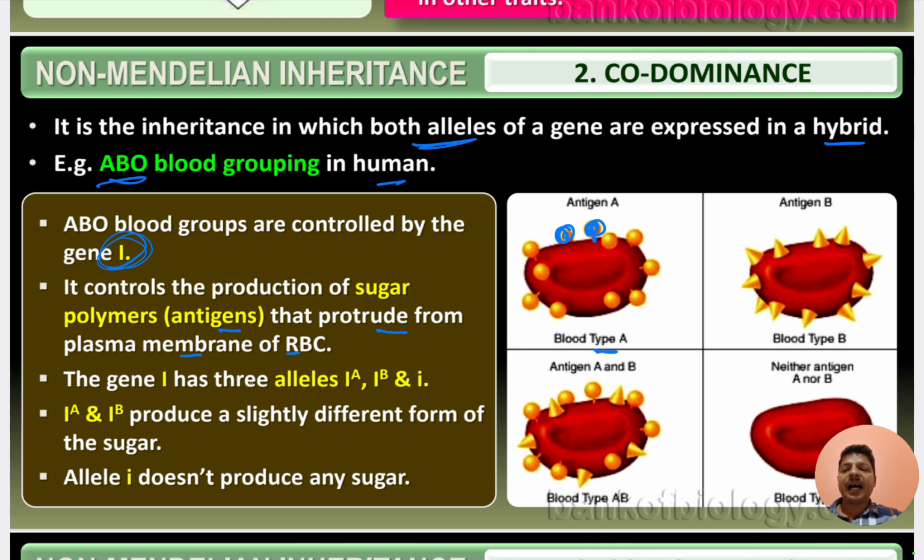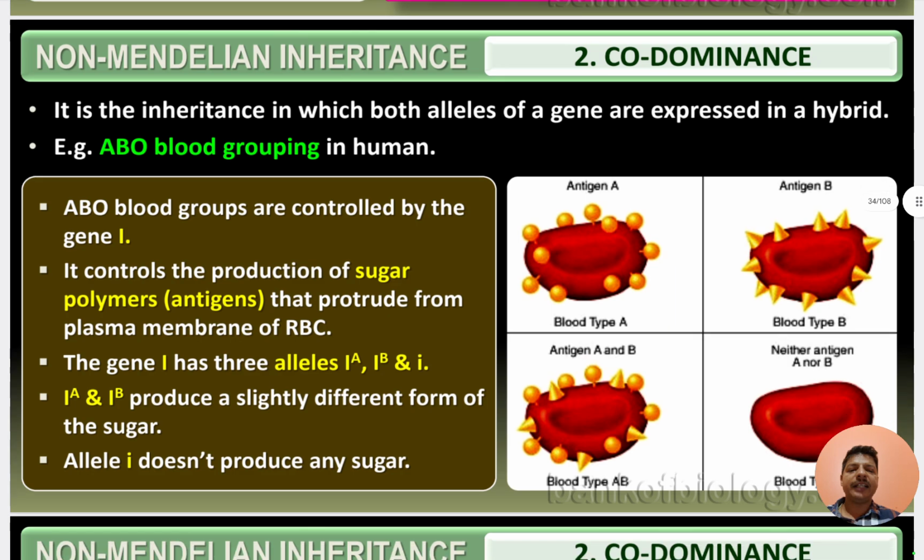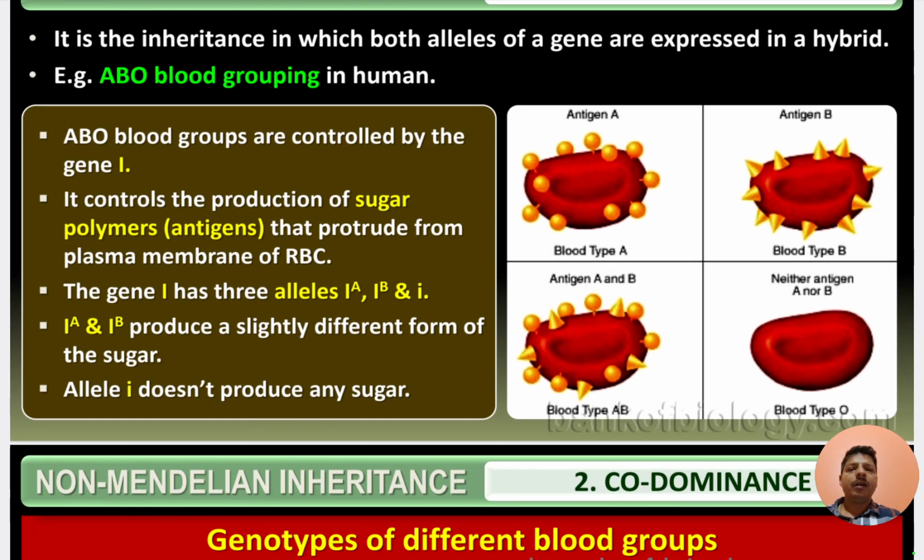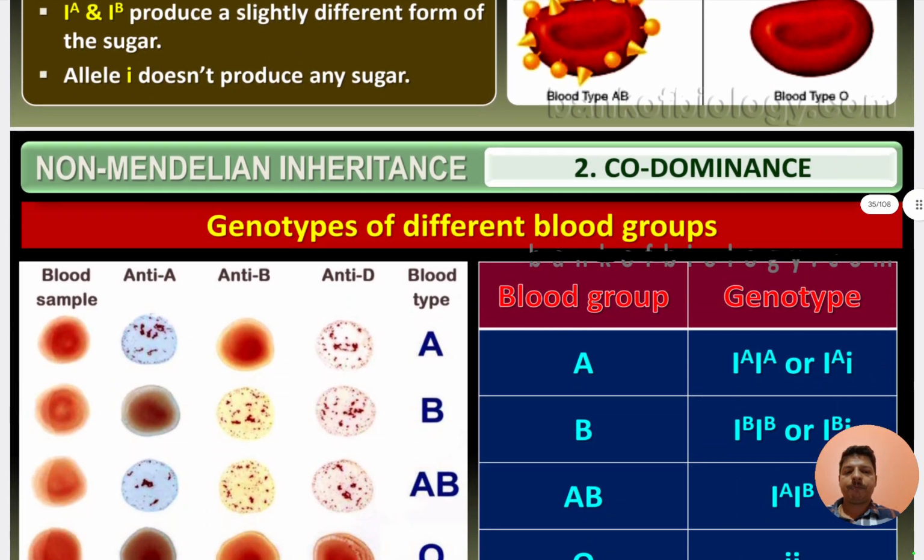And the gene I has three alleles: IA, capital I capital A, IB, capital I capital B, and small i. Both IA and IB produce slightly different sugars. Allele small i does not produce any sugar. That's why in this diagram you can find out: blood type A produces antigen A, blood type B produces antigen B, blood type AB produces antigen A and B, and blood type O produces neither antigen A nor B.